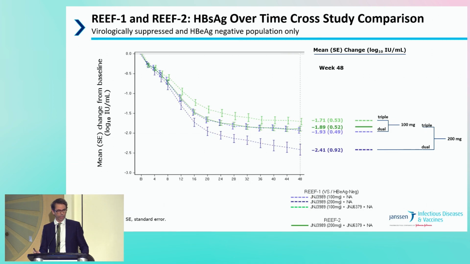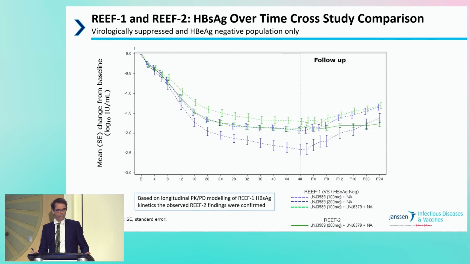And here you clearly see that there is, again, an impact of 6379, not to better, but rather to less good S reduction. We have done longitudinal PK/PD modeling, and this was actually confirming that what we see here is within expectation, that we really see that with the addition of 6379, the S reduction is less good in response to 3989. Now I show you also first 24 weeks of follow-up.